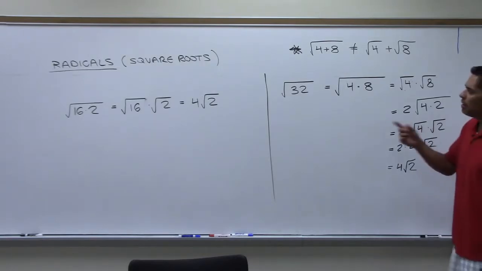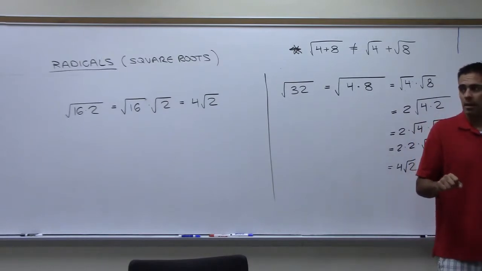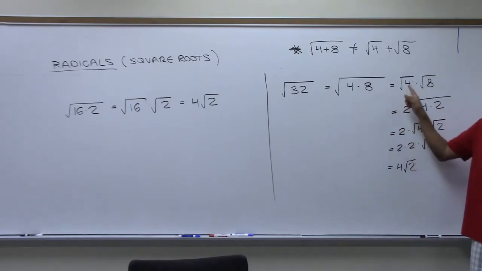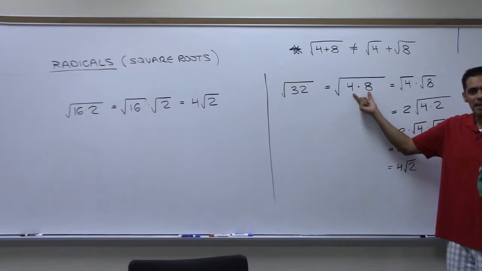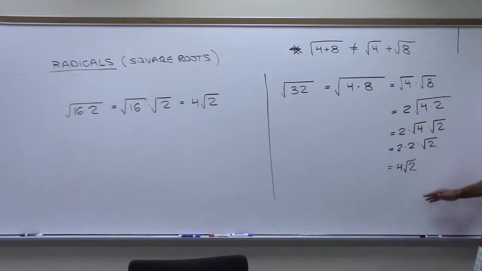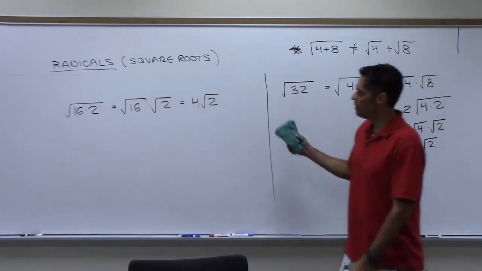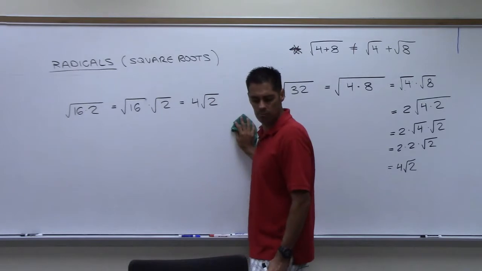So when you have a number like 32, what you want to do is try and split it up into two numbers where one of them is a perfect square, but the biggest one you can get. Now, even if you don't get the biggest one, you're going to eventually get there. It's just going to take you longer. Let's try something else. Questions?